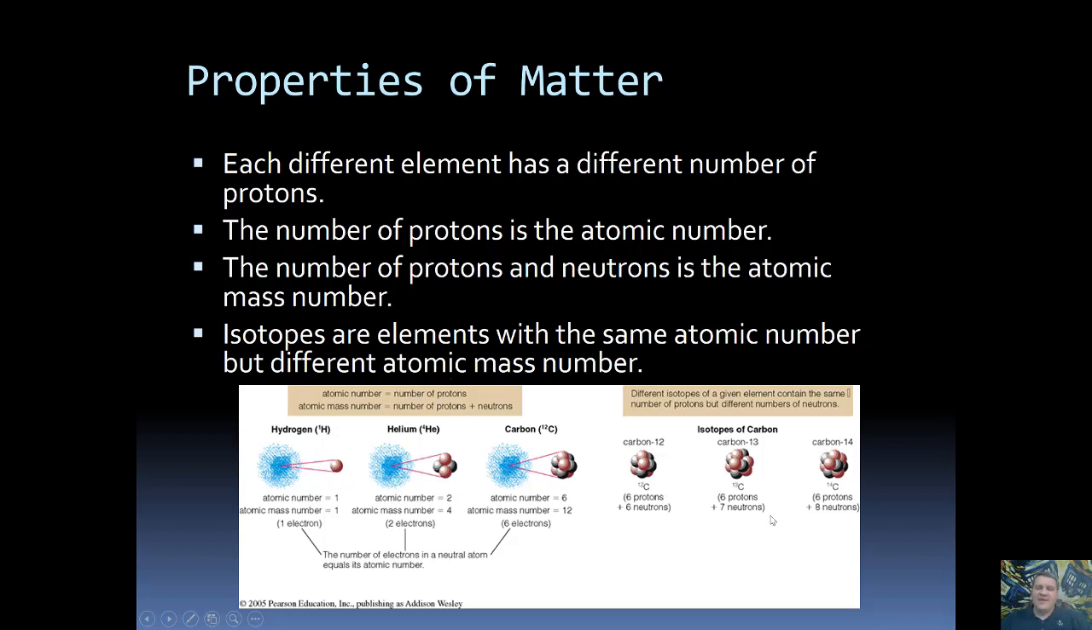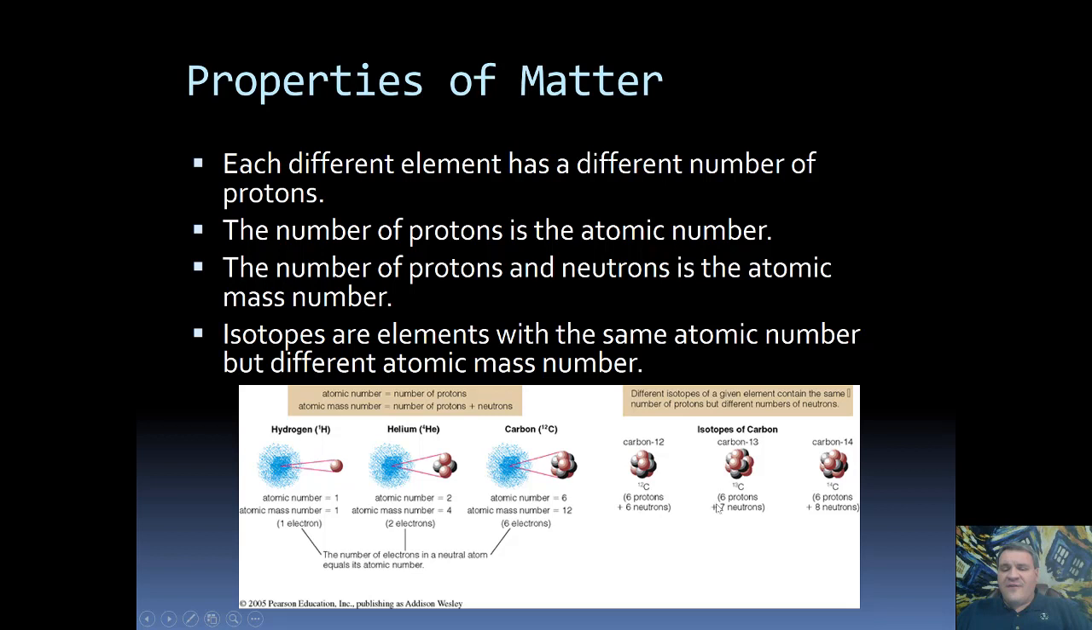One great example of this is carbon. The most common type of carbon is carbon-12. Okay, so the 12 is the atomic mass number. Now, all carbon has an atomic number of 6. So all carbon has 6 protons in its nucleus. So carbon-12 must also have 6 neutrons, because 12 minus 6 is 6.